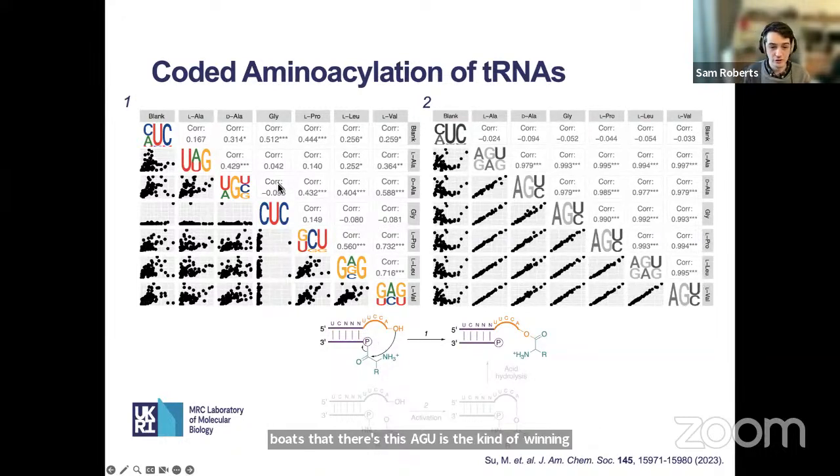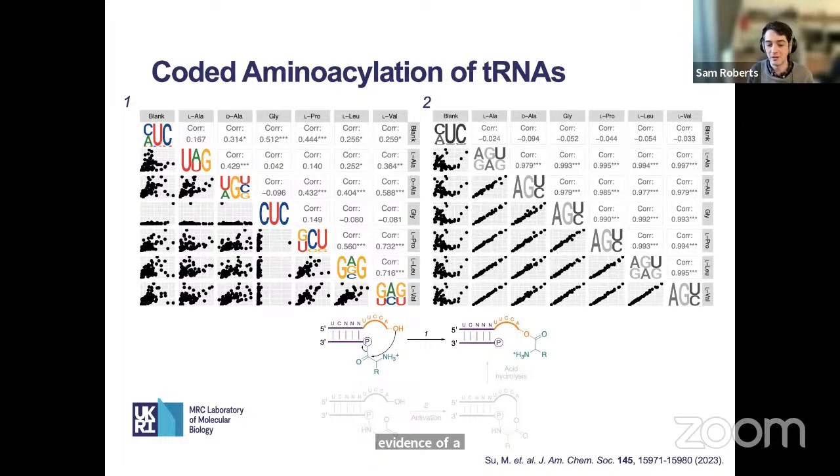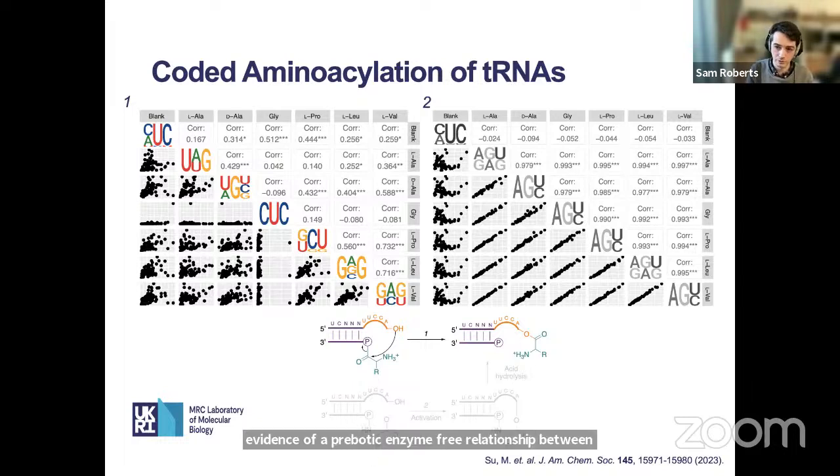When we look at the mixed anhydride chemistry, we now see vastly different sequence preferences for different amino acids. So the sequence that transfers L-alanine is very different to the sequence that likes to transfer L-proline. And this is really cool, because this is the first evidence of a prebiotic enzyme-free relationship between the sequence of RNA and the amino acid identity that we're loading on said RNA.